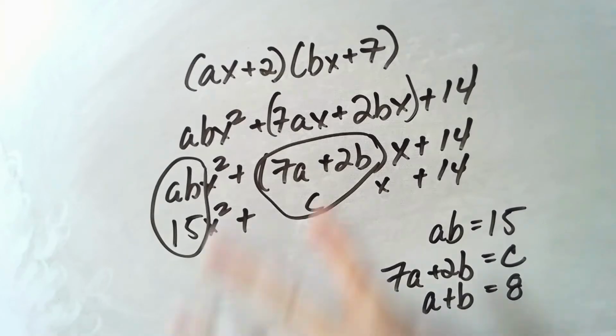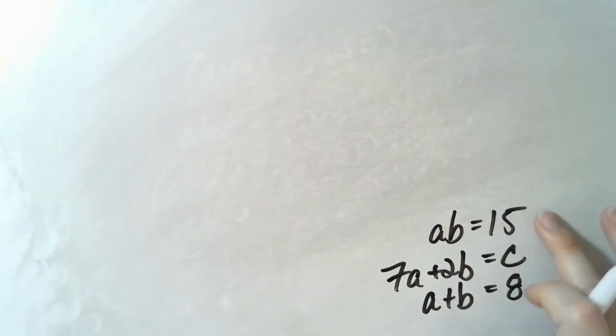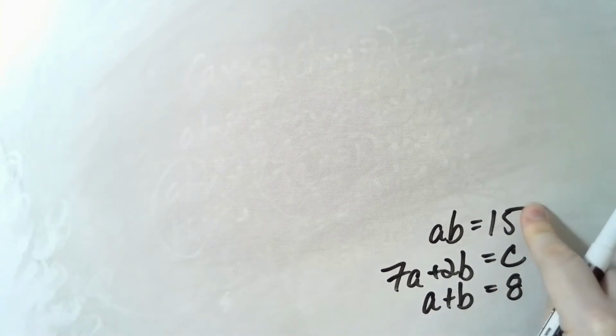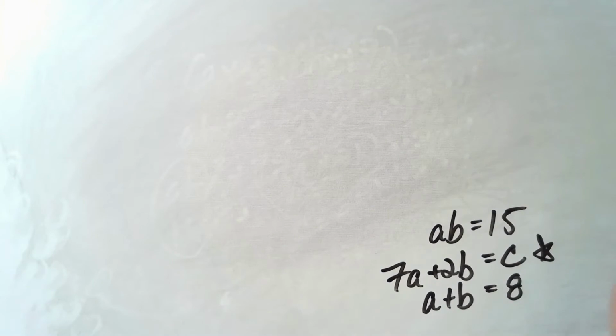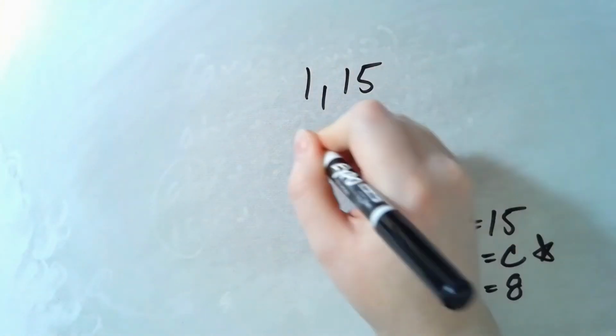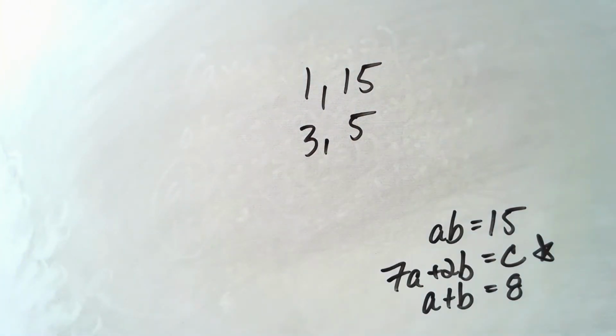With this, it is no longer a quadratic. Now it's just a system of equations. And they are looking for c, so I need to first find a and b. I'm going to use these two equations to find what a and b are. Start with ab equals 15. What possible pairs of numbers can multiply to 15? We only have 1 and 15 and 3 and 5.